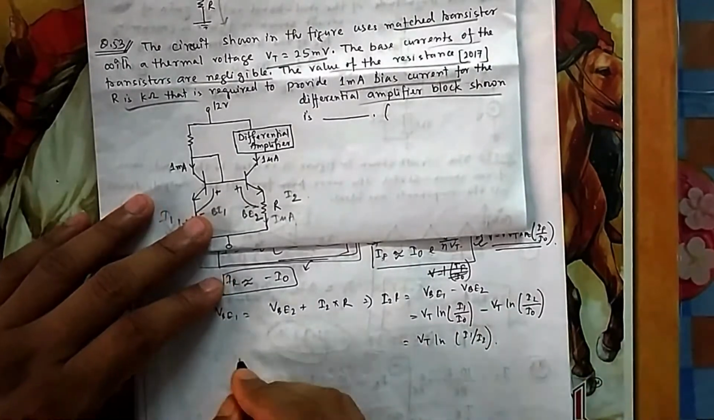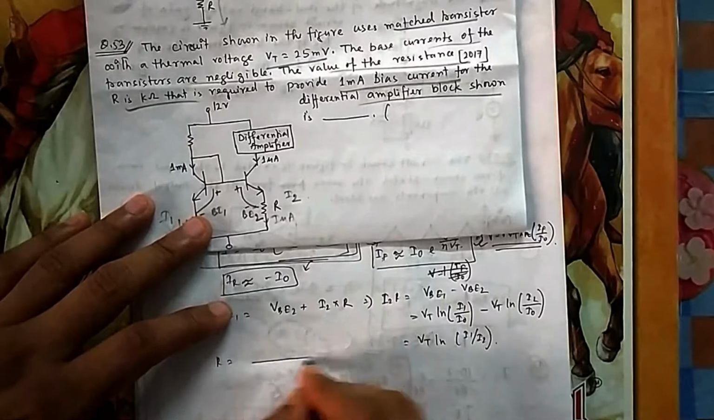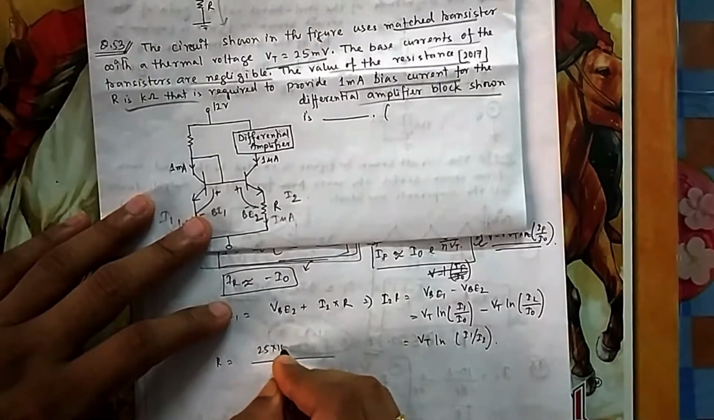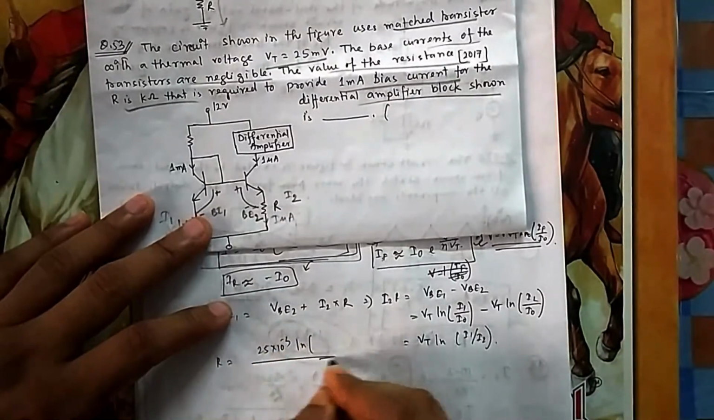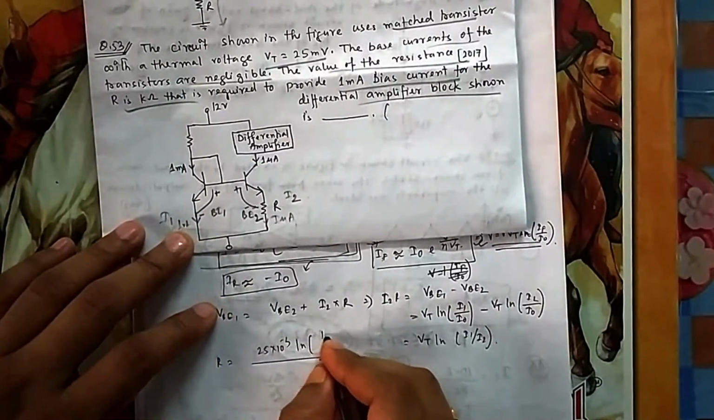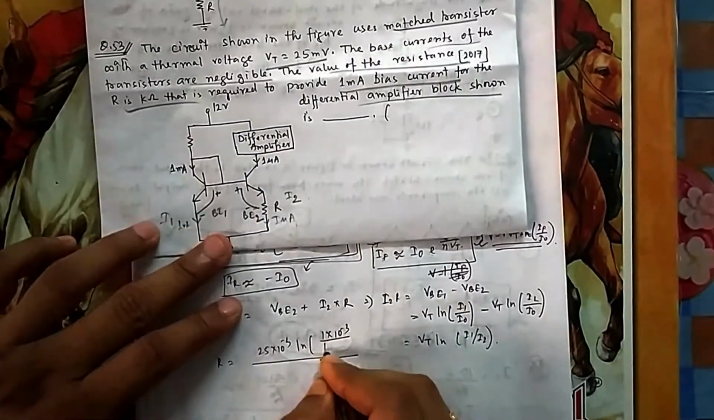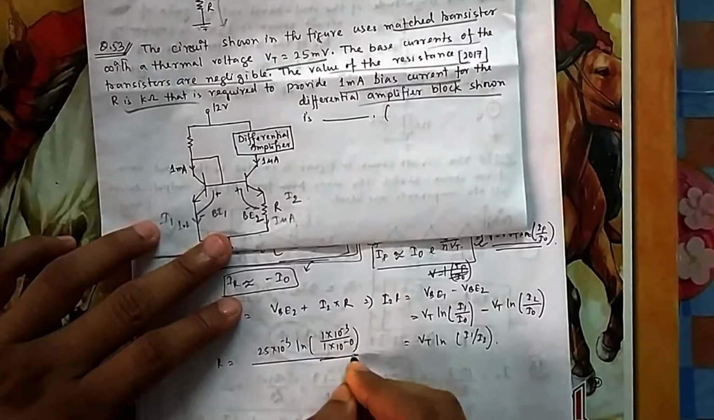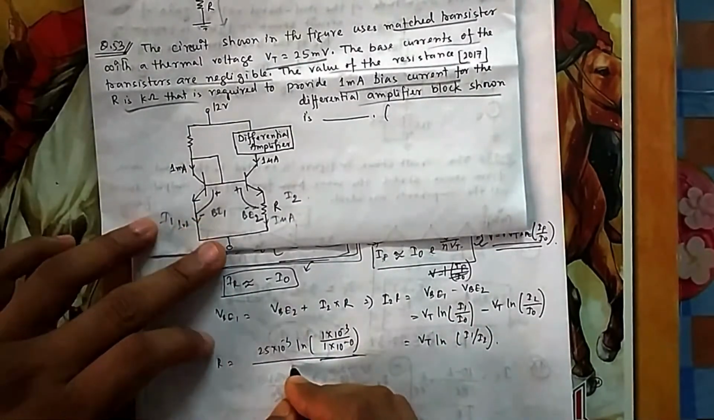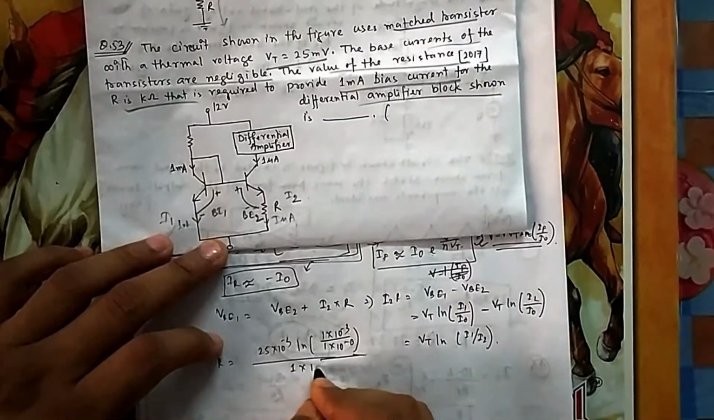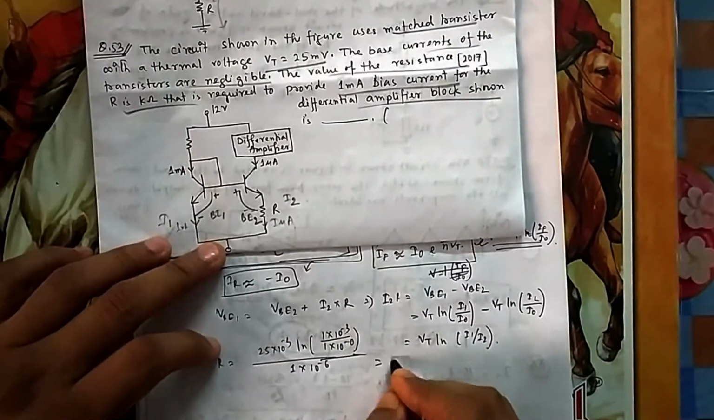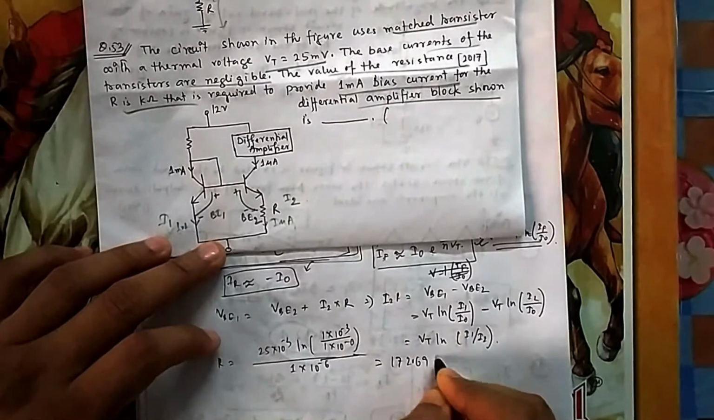Now everything is given, you see. So your R will be equal to Vt, which is 25 into 10 to the power minus 3, ln, I1 is given as 1 milliampere, 1 into 10 to the power minus 3, divided by I2. What is I2? I2 is 1 into 10 to the power minus 6. So if you do this, you will find the answer is equal to 172.69 kilo ohm. So this is your answer.